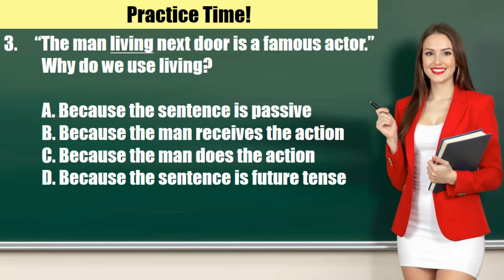Question 3. The man living next door is a famous actor. Why do we use "living"? A. Because the sentence is passive. B. Because the man receives the action. C. Because the man does the action. D. Because the sentence is future tense. Correct answer, C. Explanation. The man does the action. He lives next door. So the clause is active, and we reduce it using verb-ing. Full clause. The man who lives next door is a famous actor.